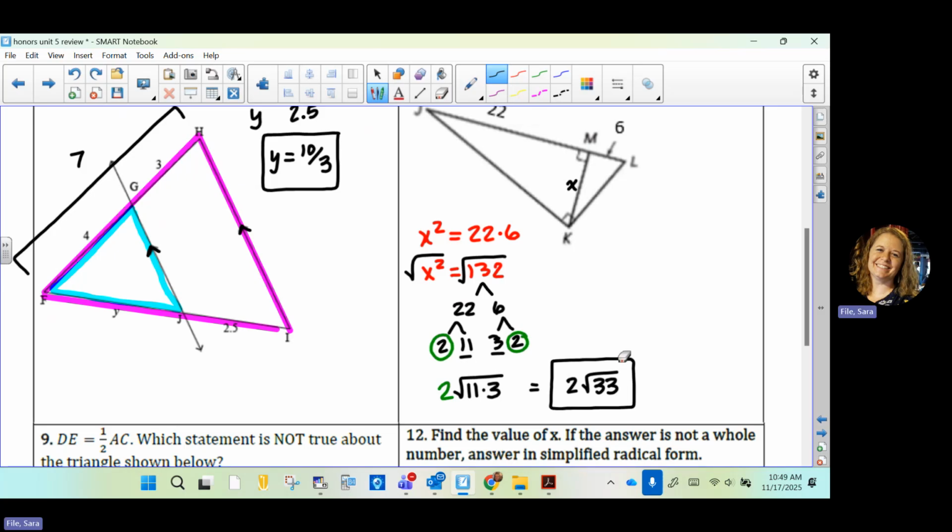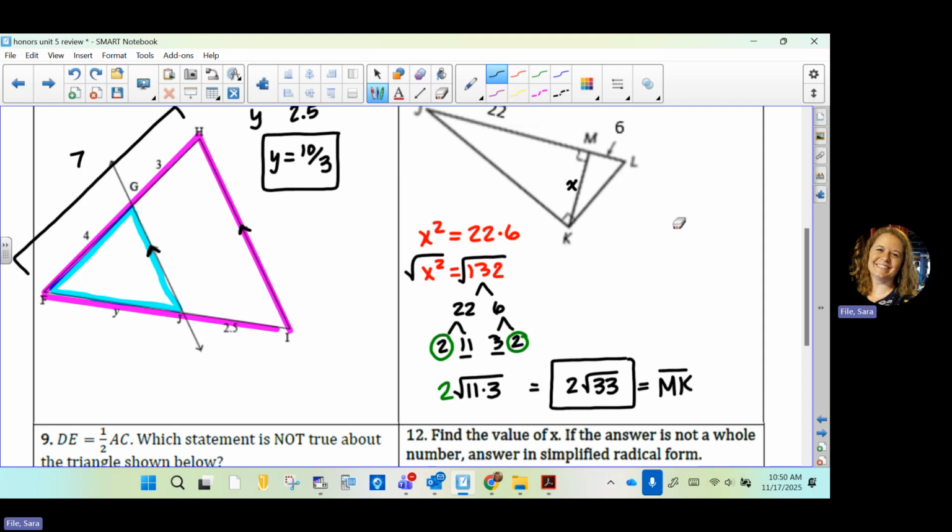That is the altitude, that's MK, the height of that triangle. Again, we're not going to give you the geometric mean formulas. You have to know altitude rule and leg rule.